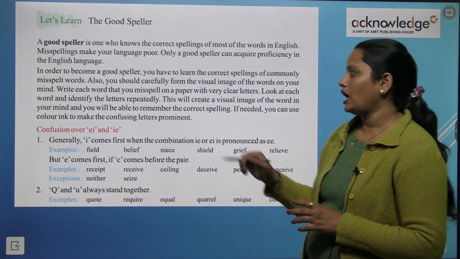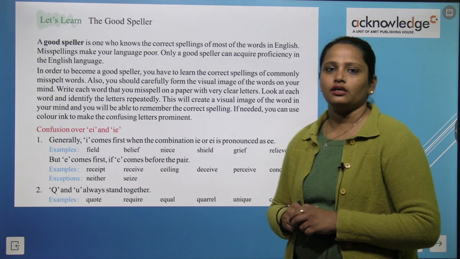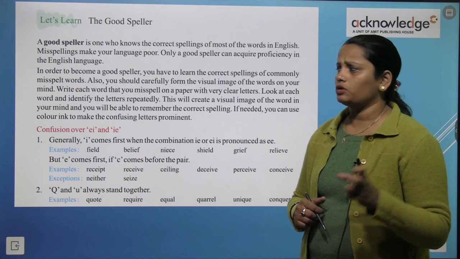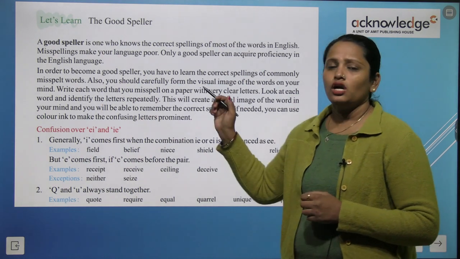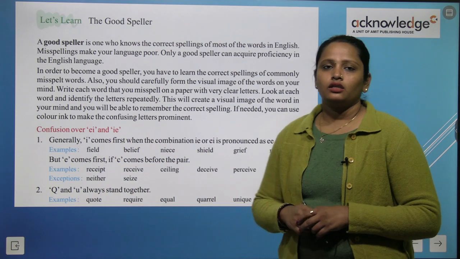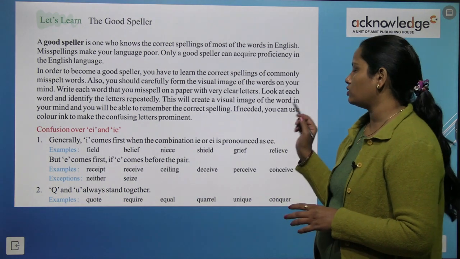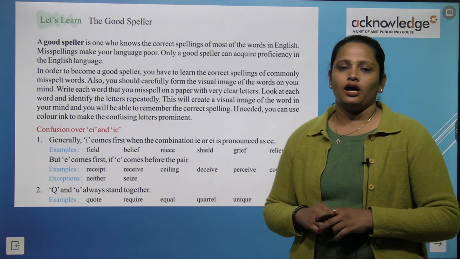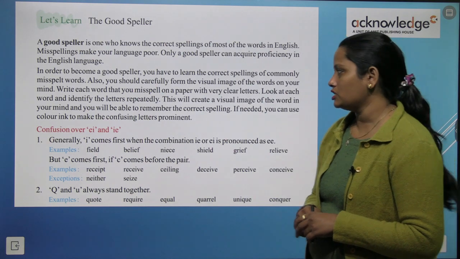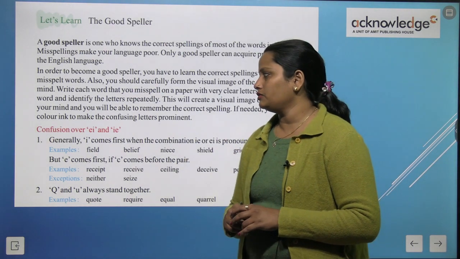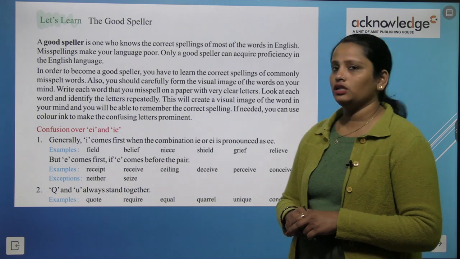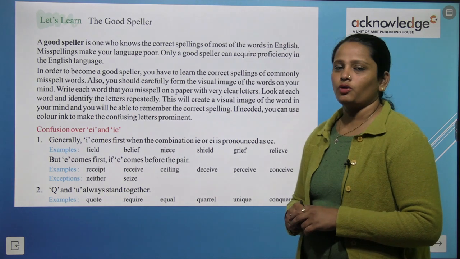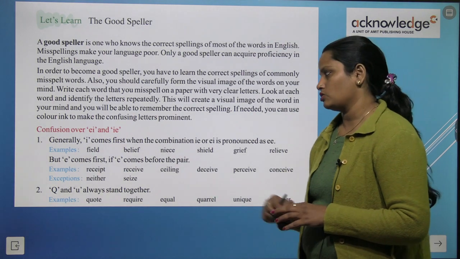Look at each word and identify the letters repeatedly. So, हर word को बार-बार देखो और उसके जो भी letters जो गलत हुए हैं उन्हें बहुत बार देख के उसे learn करने की कोशिश करो. You have to identify those words. Now, this will create a visual image of the word in your mind. And you will be able to remember the correct spelling. और इससे क्या होगा? We will be able to remember the spellings. If needed, you can use coloring to mark the confusing letters prominent. So confusing letters को prominent करने के लिए we can use a colorful ink also.